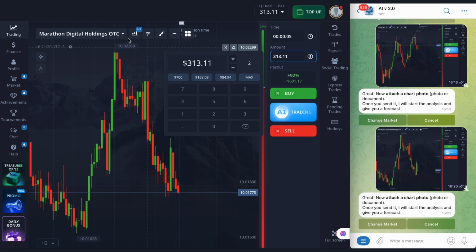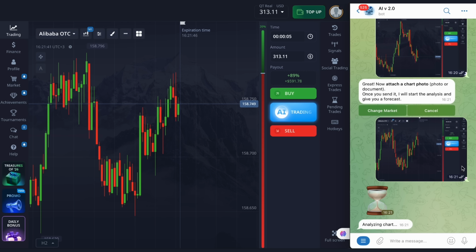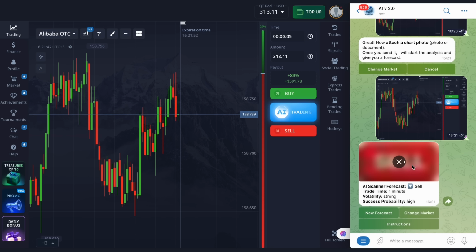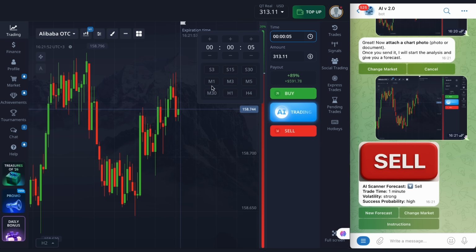Says no as usual. Once we attach it, it starts to process and analyze and give us the focus. It's building strategies and studying candlesticks. And what is this gonna be? It is gonna be a 1 minute sell, setting my timer on 1 minute, ladies and gentlemen, and executing a sell order for this trade.